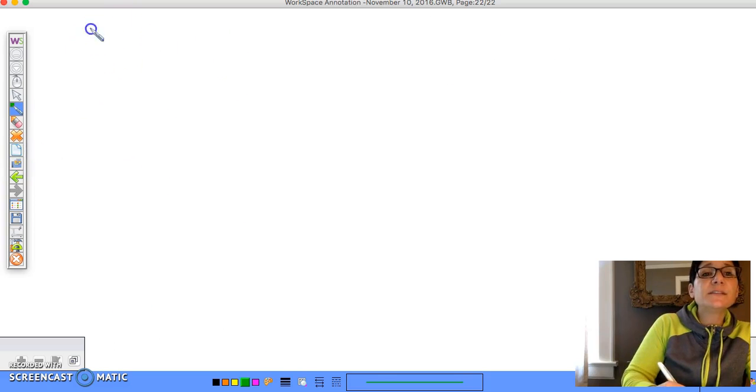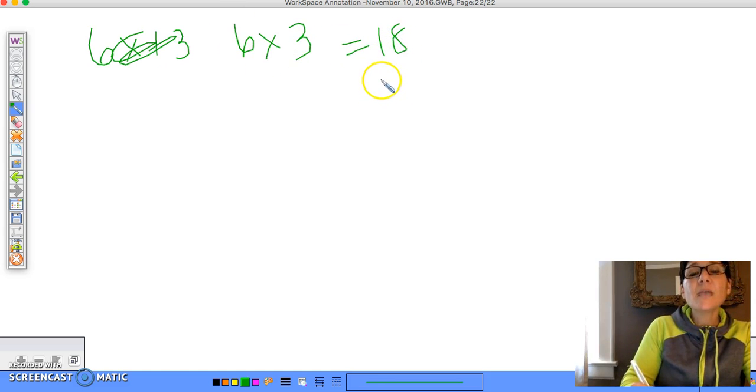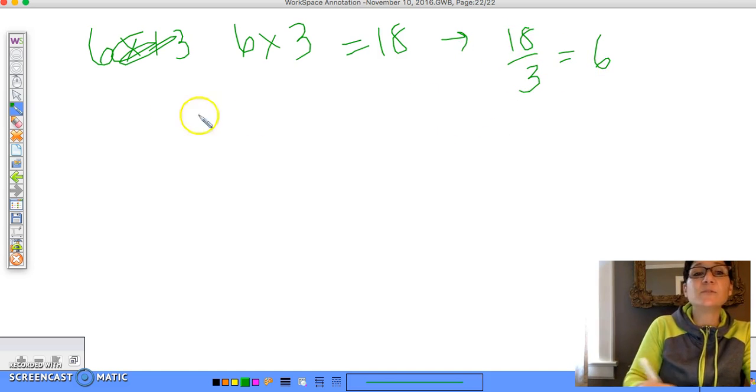So let's go to 6 times 3, which is equal to 18. Now we know that the inverse operation is division. That means if I multiplied by 3 to get 18, I'd have to divide by 3 to get back to 6. So 18 divided by 3 has got to bring me back to 6, which it does. If I take 4 times 7 equals 28, right?